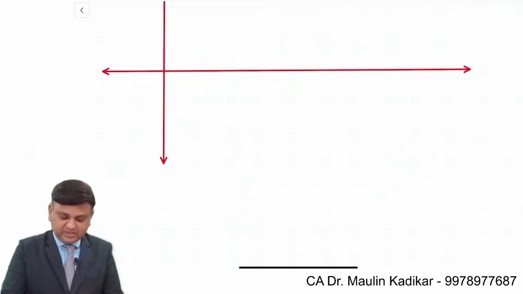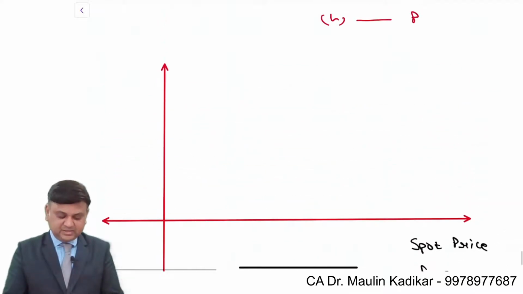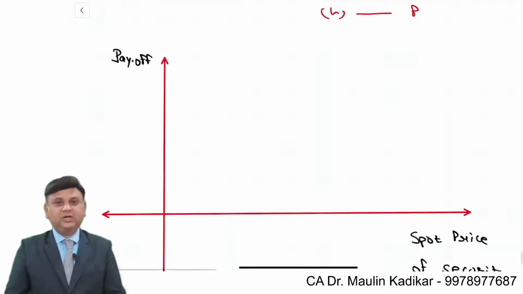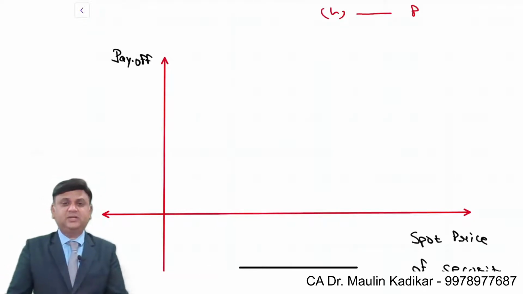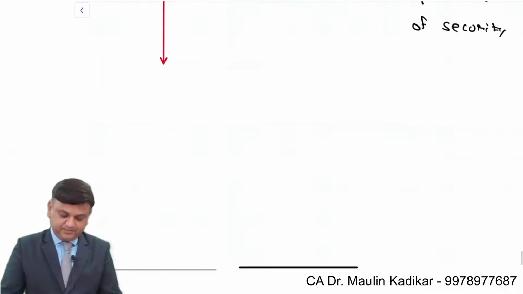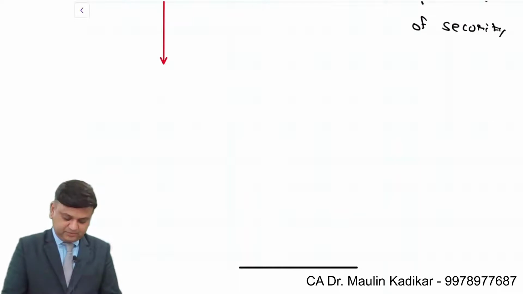So on the x-axis we will take the spot price of the security, that is the independent factor, and on the y-axis we will take the payoff. We do not have to draw exactly the points as we were doing in the case of forward contract transactions. Similarly, we are required to do the working over here. The next diagram will be for the profit or loss. So let us see how to do it.